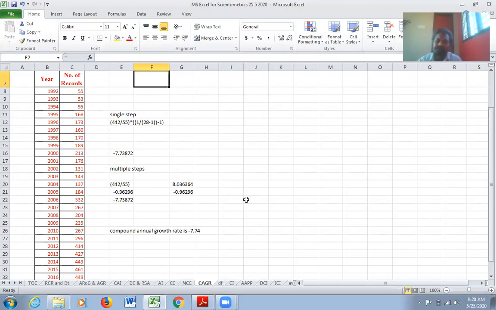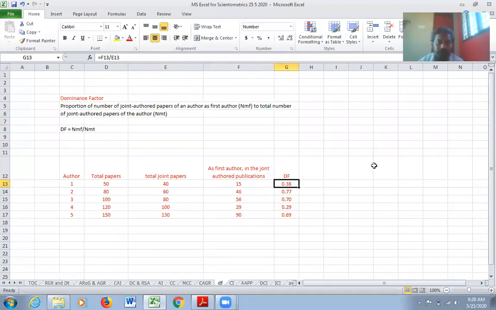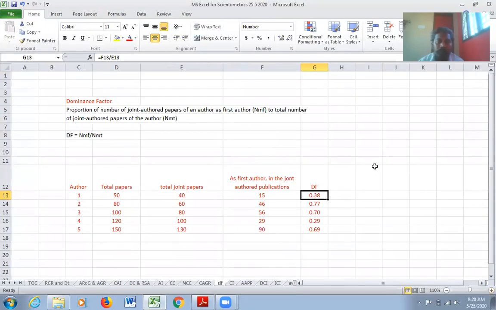It means the research output in this particular discipline shows a kind of declining compound annual growth rate because the answer is in minus. So using this simple formula, you can calculate the compound annual growth rate. Then comes dominance factor. It's a very interesting concept.